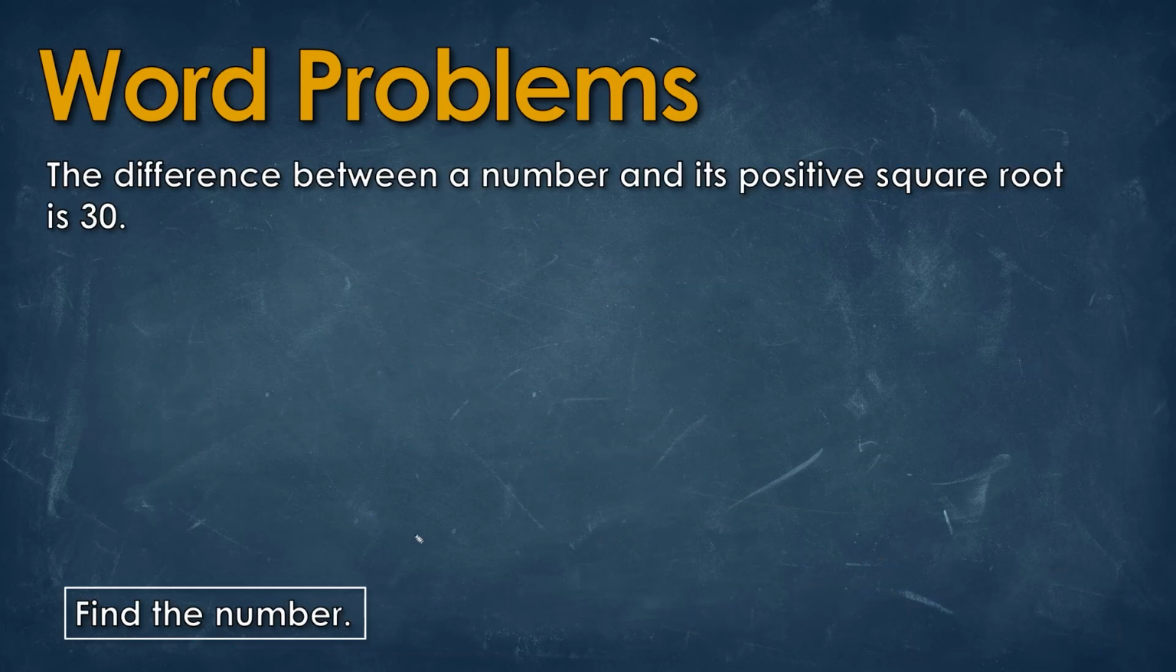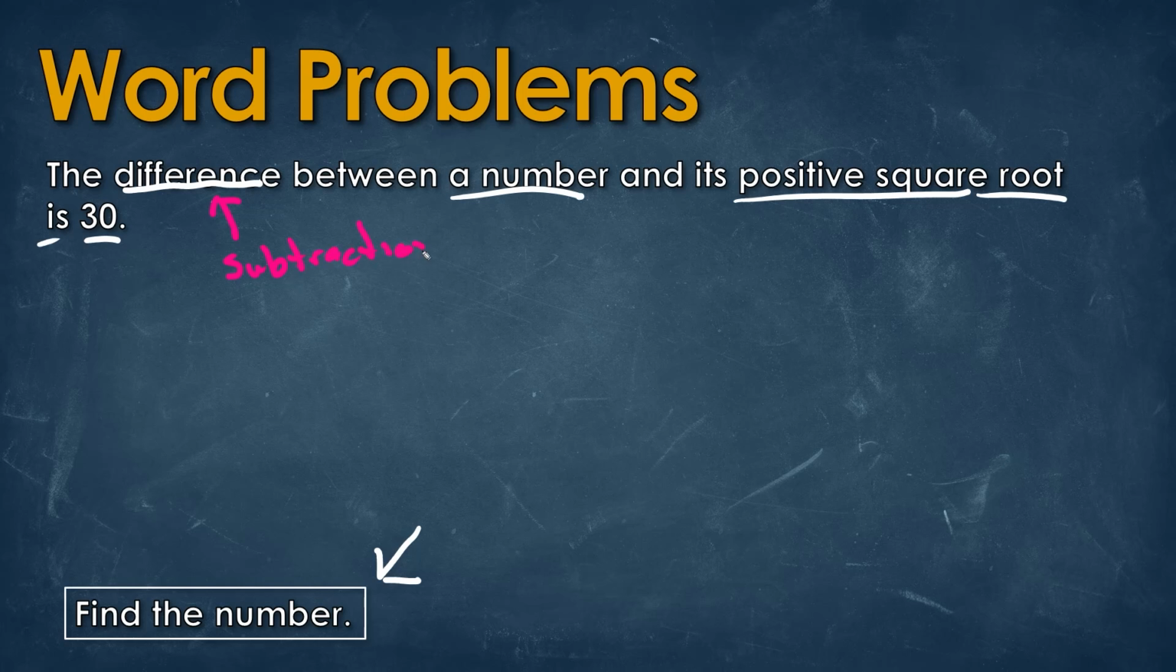For this question, it's asking us to figure out the number when the difference between a number and the positive square root of that number is 30. There's a couple things that can help us with setting this up. The word difference is going to mean subtraction. And then we also have this word is, which is another synonym for equal.